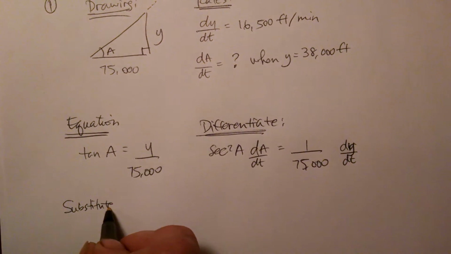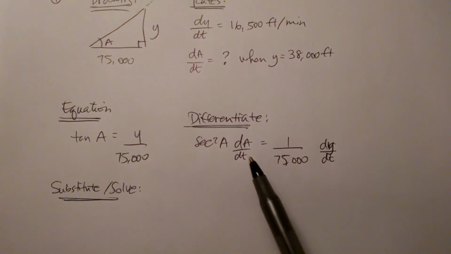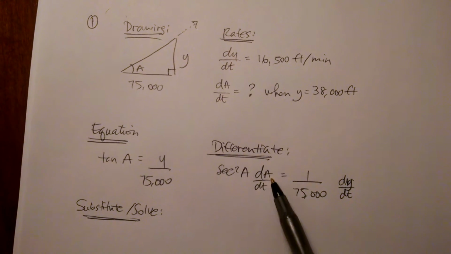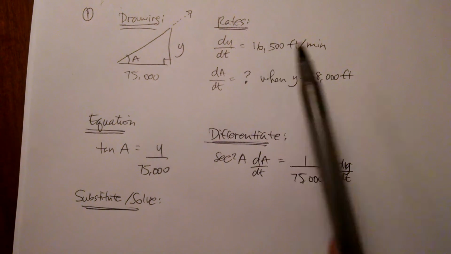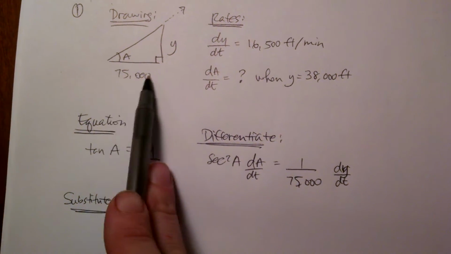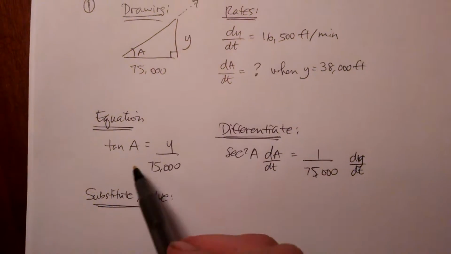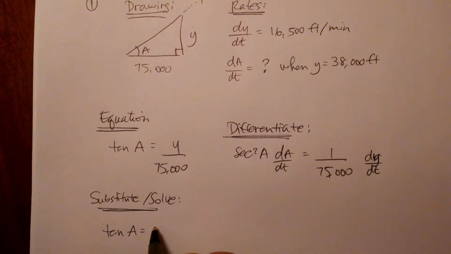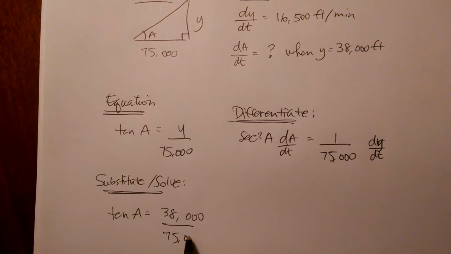So let's see what information we have and if there's anything else that we need to find. So we don't know what A is. We also don't know what dA over dt is because that's what we're trying to solve for. We do know what dy over dt is because that's right there. So we need to find A when x is 75,000 and when y is 38,000. So in order to do that, we're going to use the same equation. So tan of A equals, but this time we're going to say y is 38,000 and x is still 75,000.